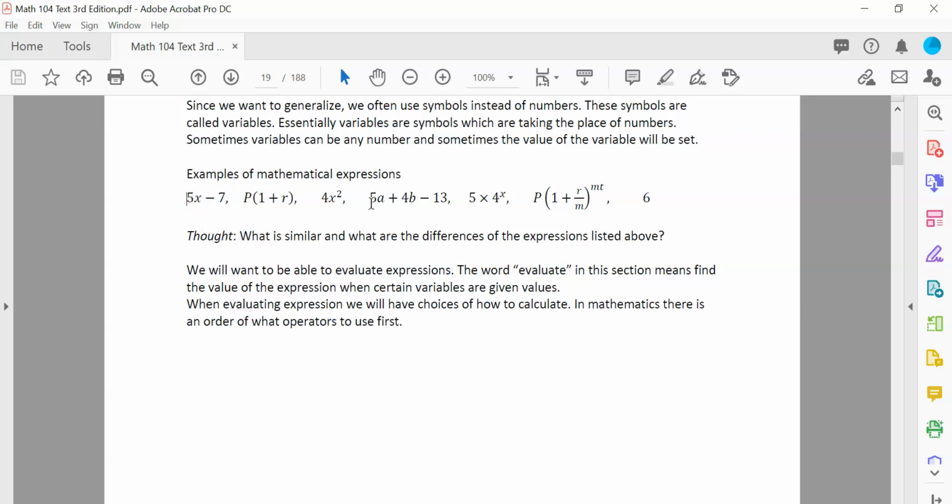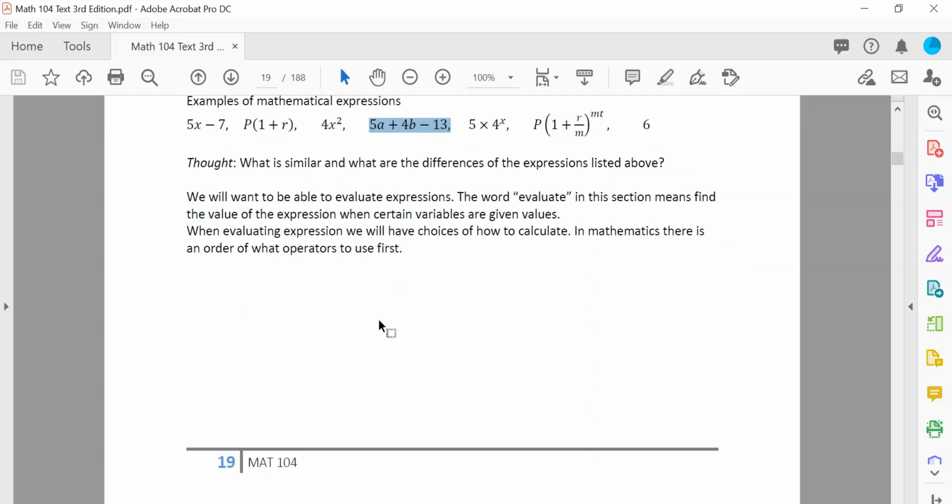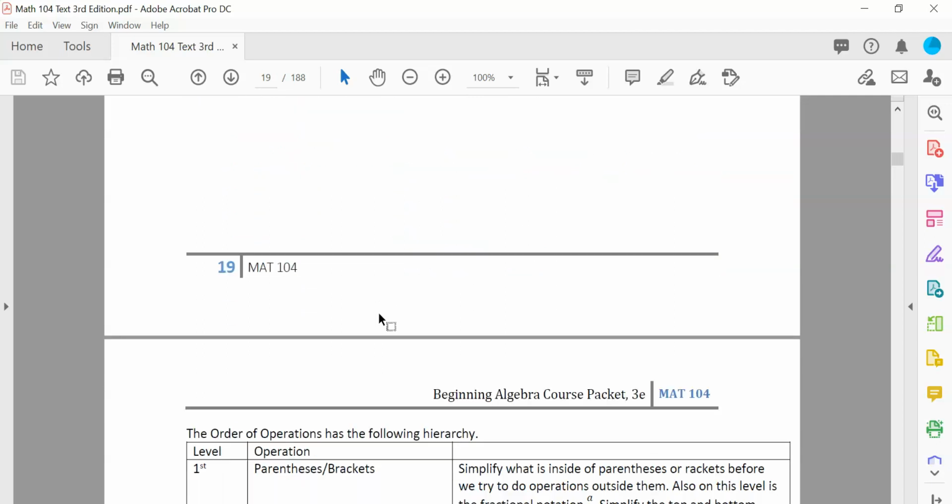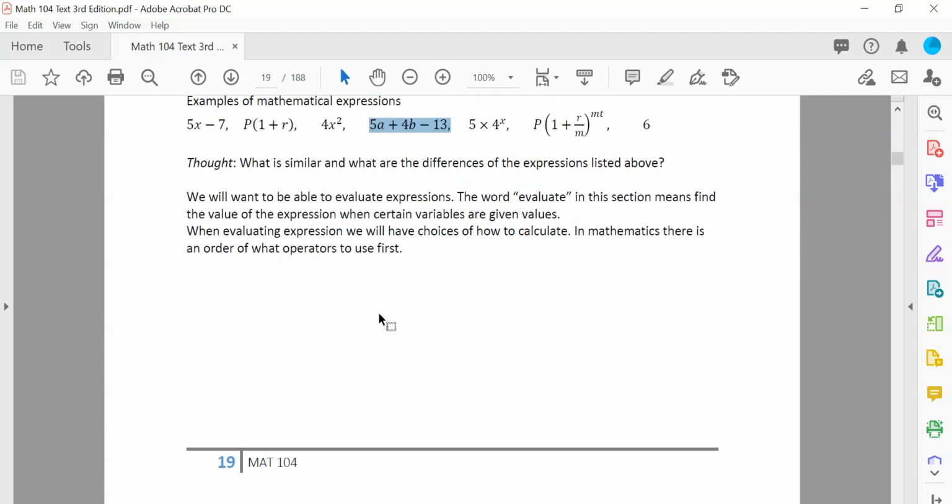If I'm trying to evaluate the expression 5a plus 4b minus 13, I need to know the value for a and the value for b. Okay? Once I know those values, I can, quote, plug those into the place of the variable. And then I can just utilize all of the mathematical operations in place to figure out the value.